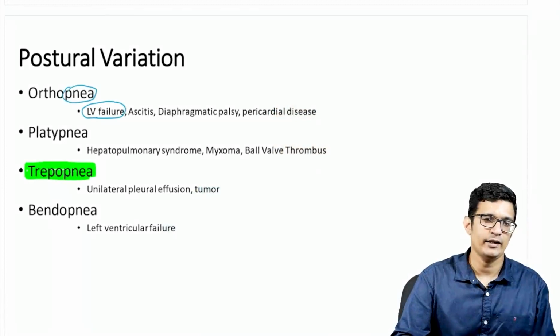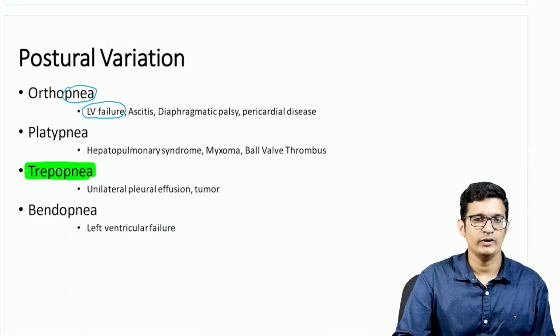But if the patient is having ascites, accumulation of fluid in the peritoneal cavity, when they lie down, that fluid will tend to migrate into the thorax, and ultimately it can also lead to worsening of breathlessness. Diaphragmatic palsy and pericardial diseases can also be causing orthopnea to the patient.